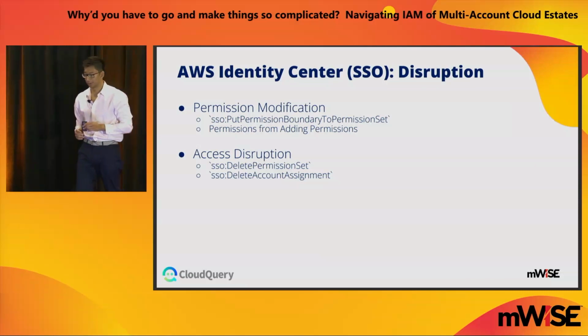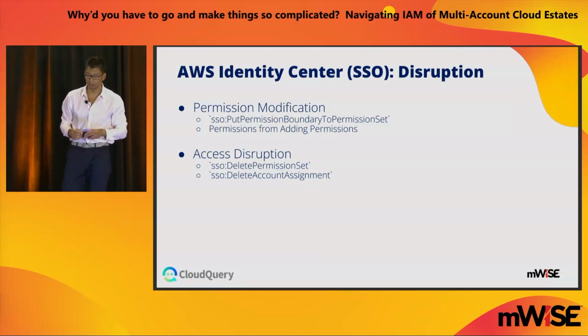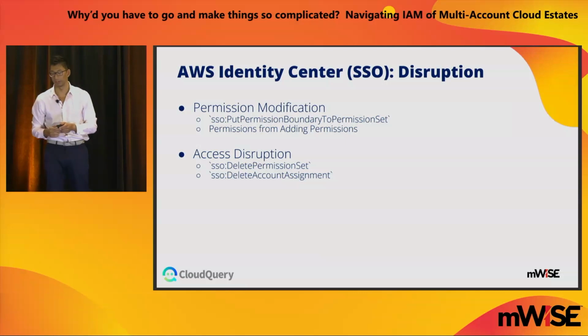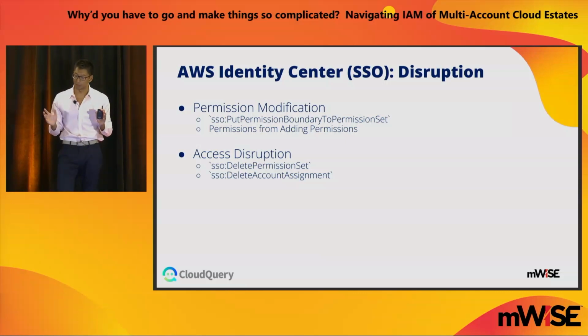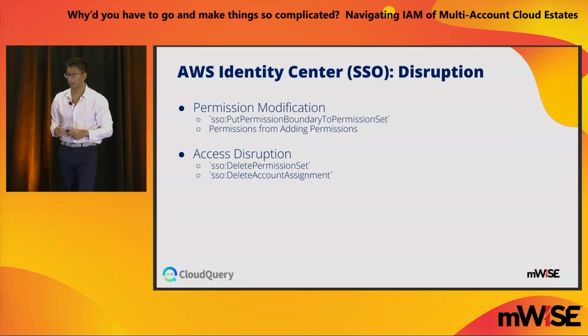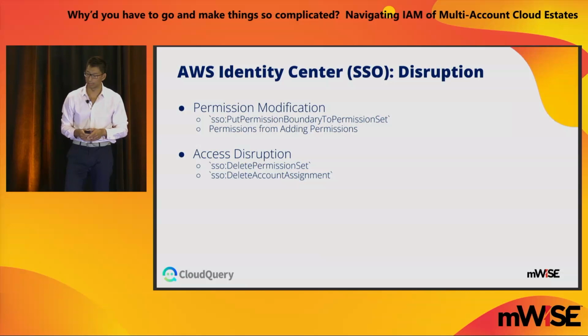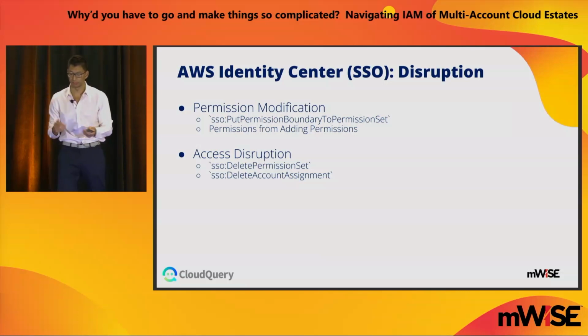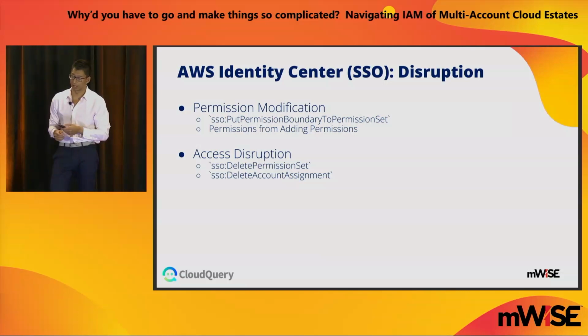And the last part is disruption, which is permission modification, which is SSO put permission boundary to permission set, which gives us almost a glass boundary around it. And also any permissions from adding permissions themselves. So if I attach a managed policy that's a full deny, I can disrupt permissions there. Access disruption, which is SSO delete permission set and SSO delete account assignment.